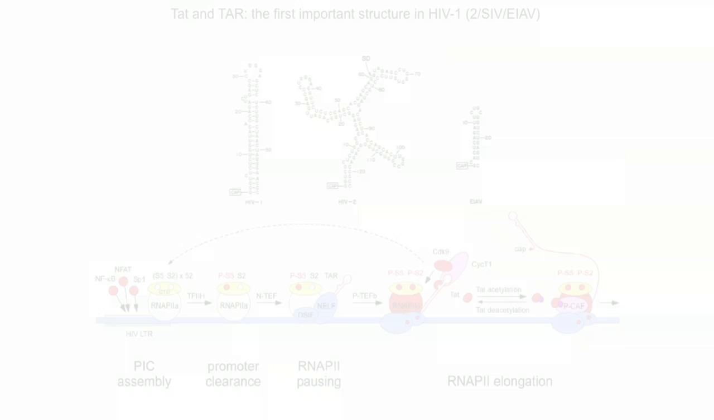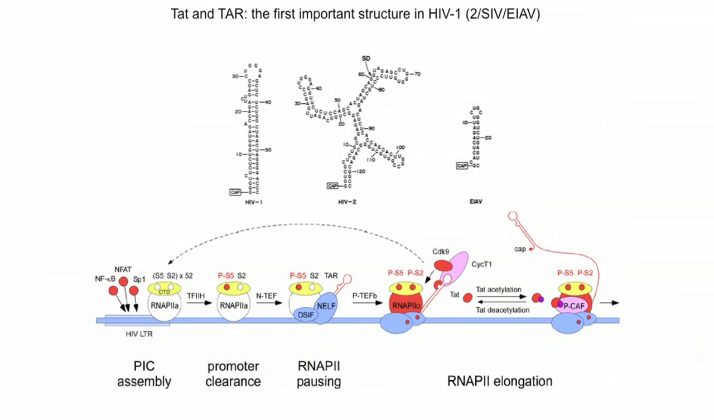So, just to remind you again, what we're amplifying is this little piece that occurs independent of P-TEFb and TAT and NF-kappa B. And this is in the monkey SIV.